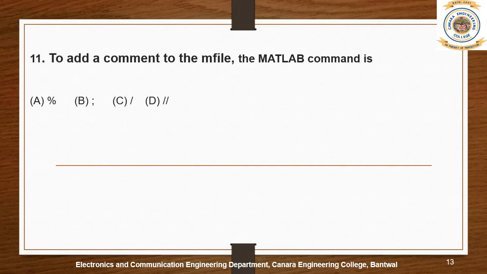To add a comment to an m-file, which is a MATLAB file, the MATLAB command is: %, semicolon, single slash or double slash. The answer is A, which is %. After %, whatever you type in MATLAB, it will take it as a comment.